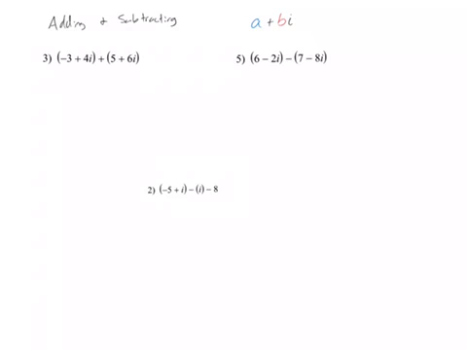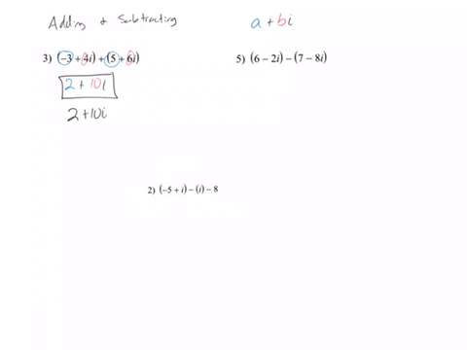So let's go with these. I'm going to say -3 plus 5, so it's going to come out with 2. And then it's going to be plus 4 plus 6, which comes out to be 10i. So if you want it in one color, 2 plus 10i.